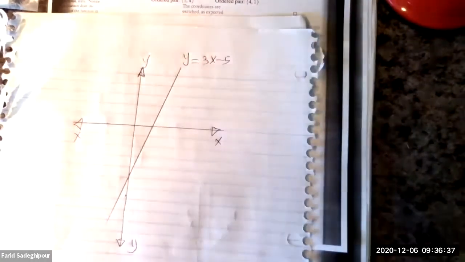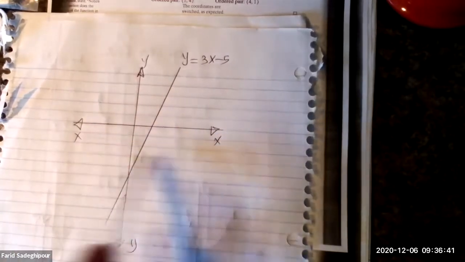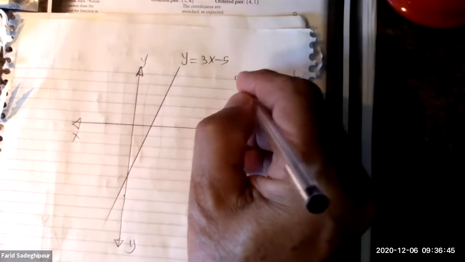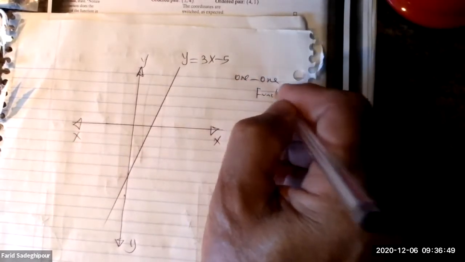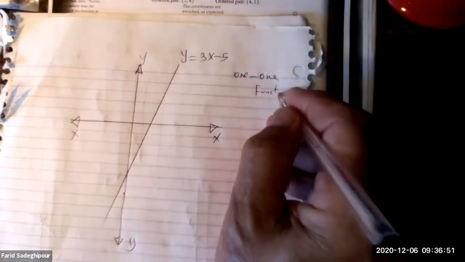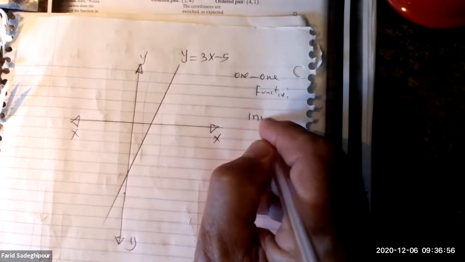This line, what's the equation? y equals 3x minus 5. This line passed the horizontal test and also the vertical test. Okay, so this is a one-to-one function. Now, all the one-to-one functions have inverse functions.